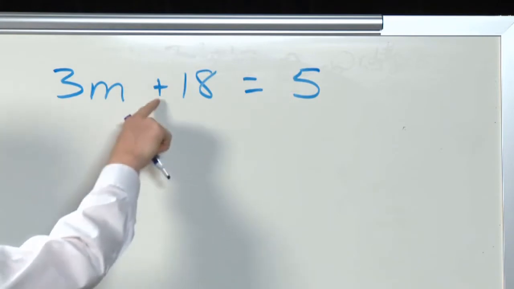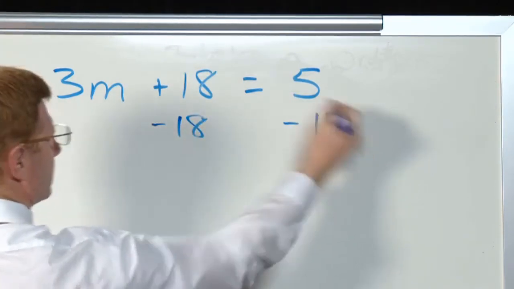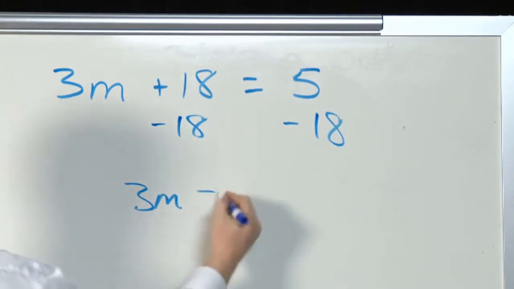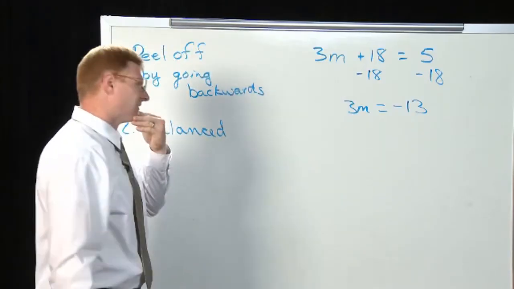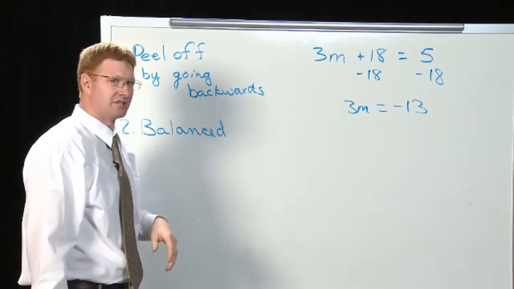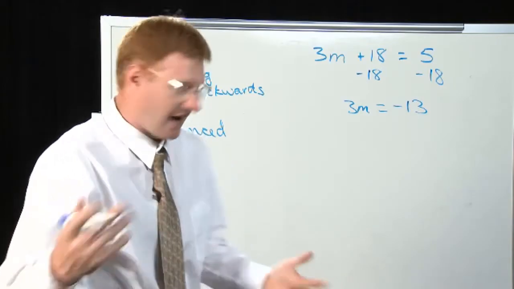So right here, we want to get rid of that positive 18. So we subtract 18 from both sides. So we have 3m equals a negative 13. 3 times what equals negative 13? You may not be able to know that exactly. 3 times what? I don't know either.